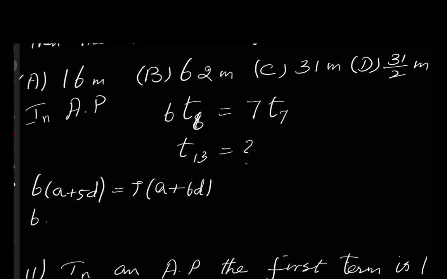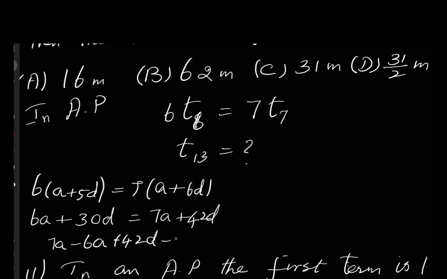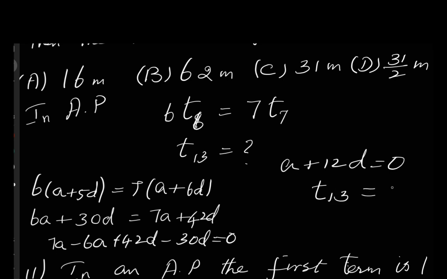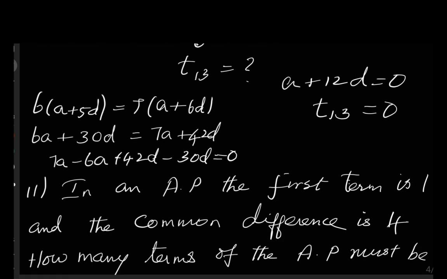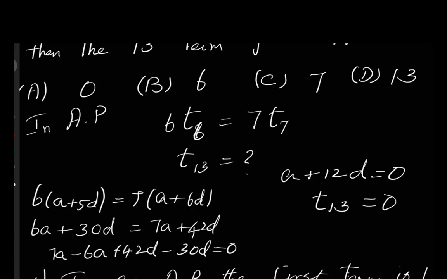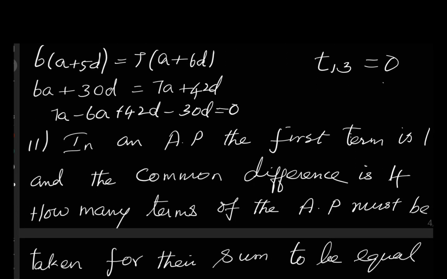Simplify this, 6a plus 30d is equal to 7a plus 42d. Take this 6a to the other side, 30d to the other side, 7a minus 6a plus 42d minus 30d is equal to 0. 7a minus 6a is a, plus 12d is equal to 0. So this is your 13th term. So the 13th term is equal to 0. See, the option 0 gives you the option A. Option A.